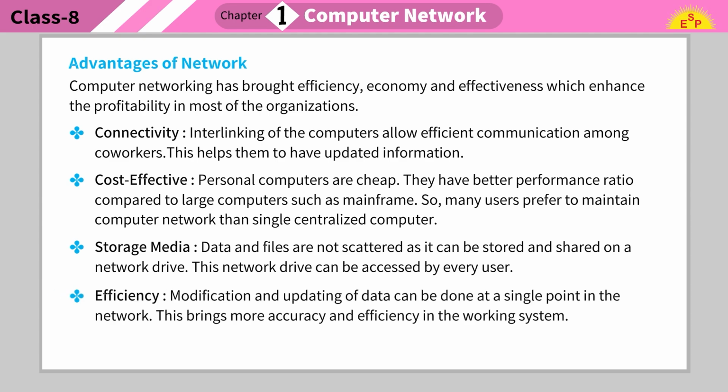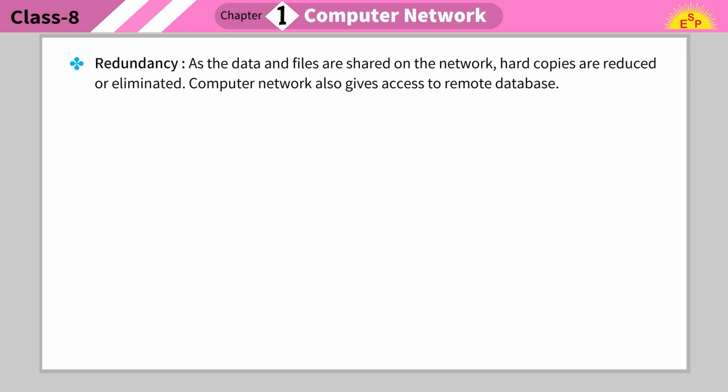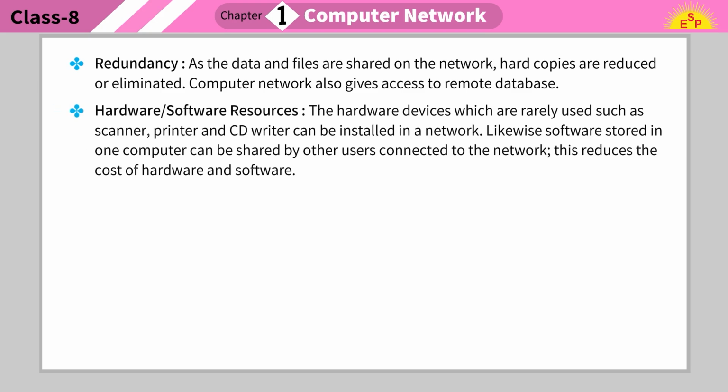Efficiency: modification and updating of data can be done at a single point in the network. This brings more accuracy and efficiency in the working system. Redundancy: as the data and files are shared on the network, hard copies are reduced or eliminated. Computer network also gives access to remote database. Hardware-software resources: the hardware devices which are rarely used such as scanner, printer and CD writer can be installed in a network. Likewise, software stored in one computer can be shared by other users connected to the network, and this reduces the cost of hardware and software.